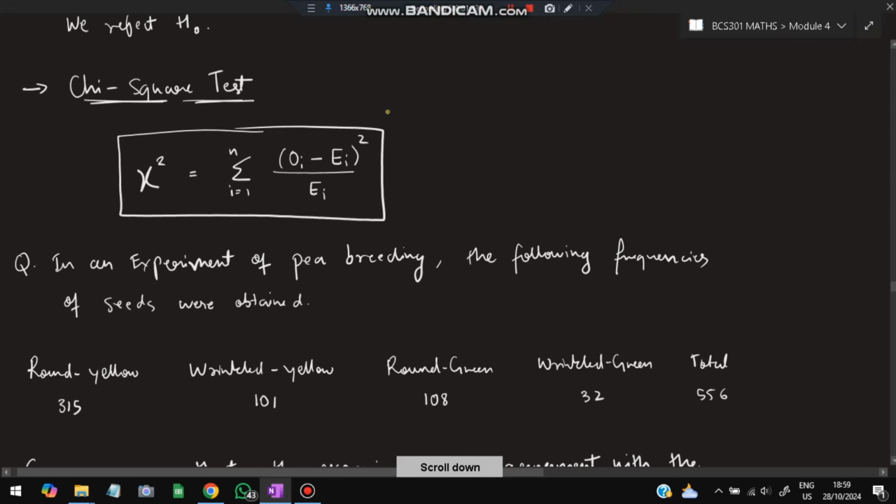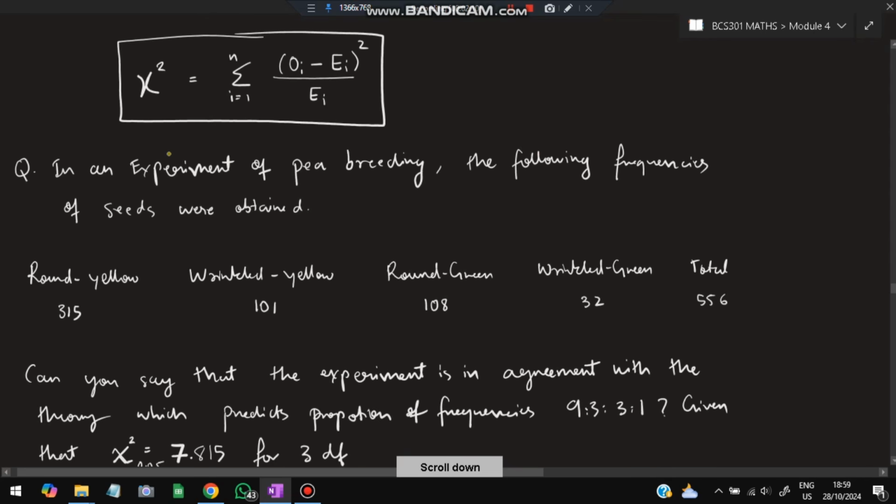Moving on to the next topic, which is the chi-square test. So this is the chi-square formula. Here we will be calculating observed and expected frequencies, and then calculate the whole thing, and we'll get a value here. Based on this value, we will see if the fitness is good or not. We'll try to calculate here the goodness of fit, so you'll understand what it means.